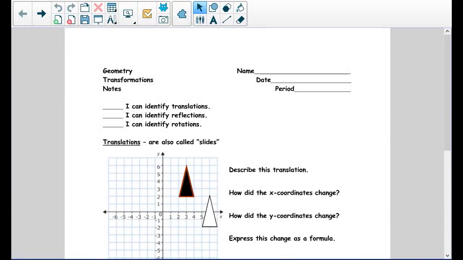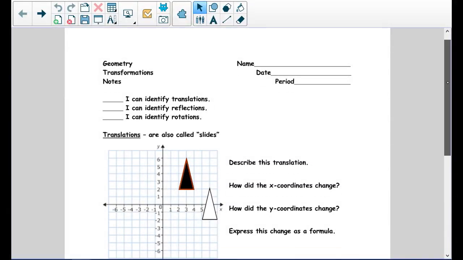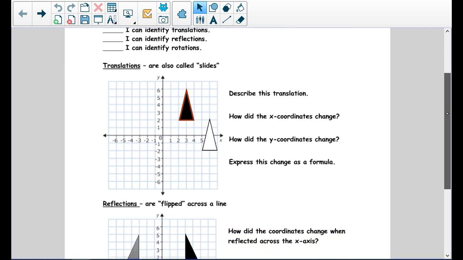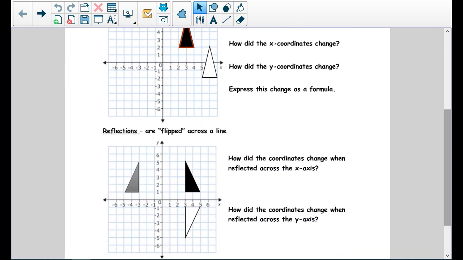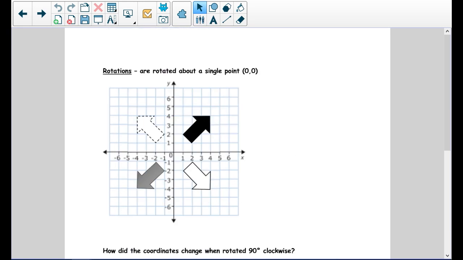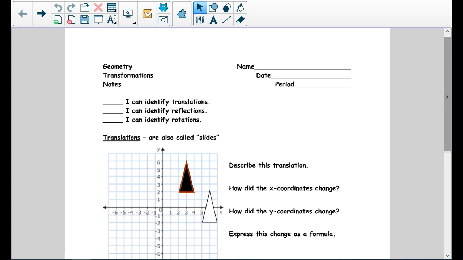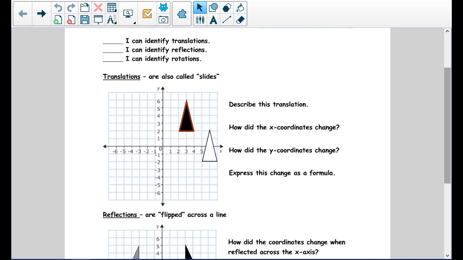Alright, today in our notes we're going to take a look at transformations. We have three different transformations. We have translations or slides, reflections or flips, and rotations. So take a look at our translations or our slides.